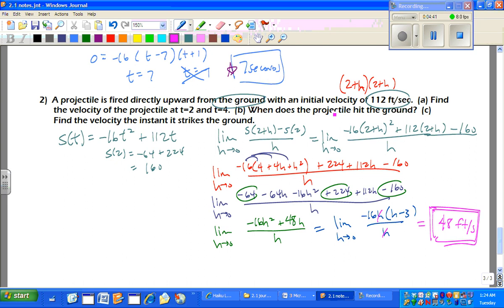Part B, when does the projectile hit the ground? Remember, it hits the ground when the final height, s of t, equals 0. So we're just setting this whole thing equal to 0, and it's just a matter of solving for t there. And last part, find the velocity the instant it strikes the ground. Once we know what this time is, we're just doing the limit of the difference quotient at that time.